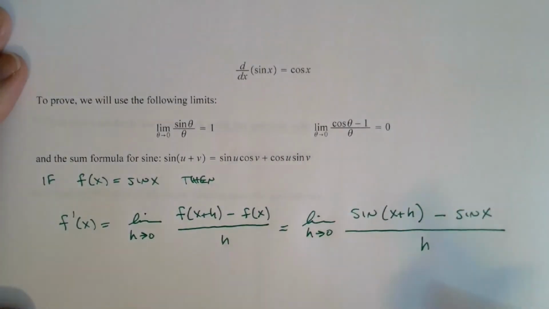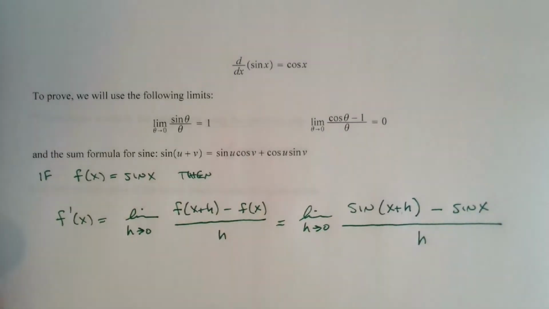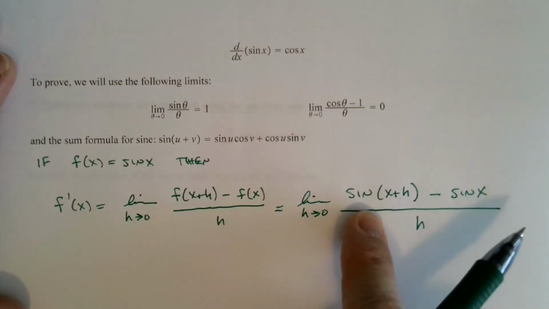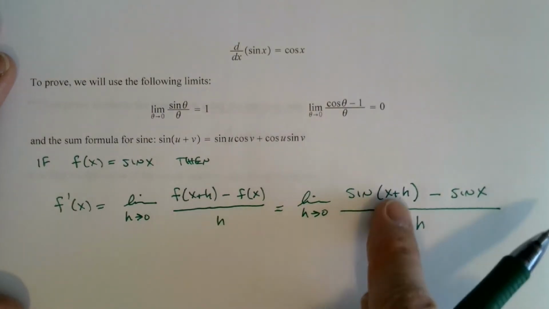So of course if I plug in h equals 0, I get the indeterminate form, 0 over 0. We've got some work to do. Now what is sine of x plus h? Is that sine of x plus sine of h?